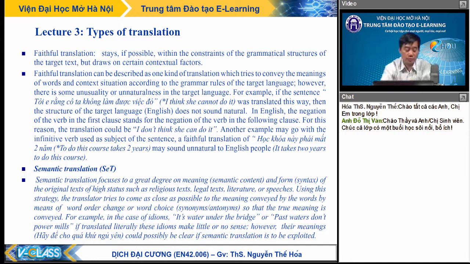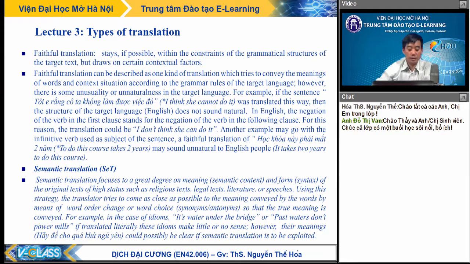And now, faithful translation. In this case, we have to pay attention to both grammatical structures and the context. Both. In this case, context means the situation. Faithful translation can be described as one kind of translation which has to convey the meaning of words and context situation according to the grammar rules of the target language.